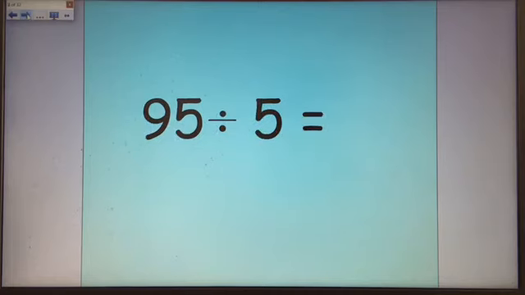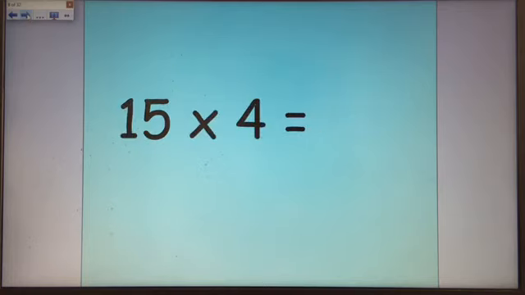95 divided by 5. 19. The way I did that one is I knew that 100 divided by 5 was 20, so I just took off one lot of 5. 15 times 4 is 60. Quick way to times by 4 is to double and double again, if anyone wants a quick strategy.